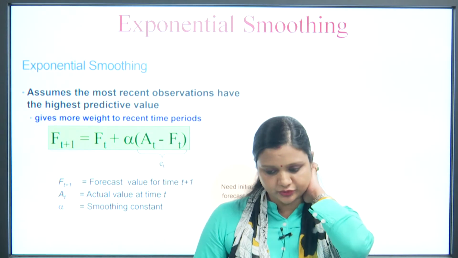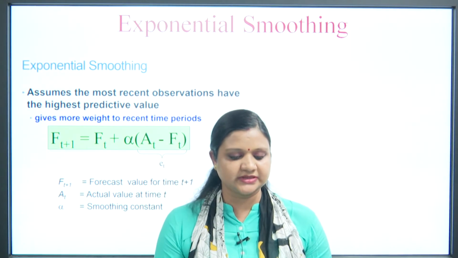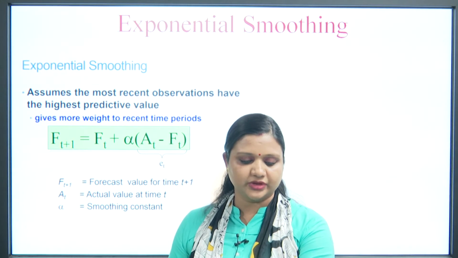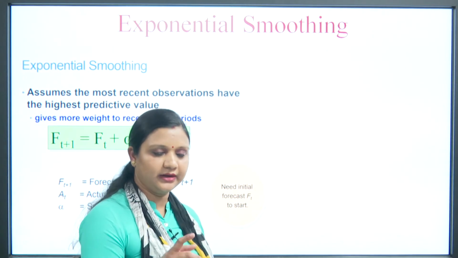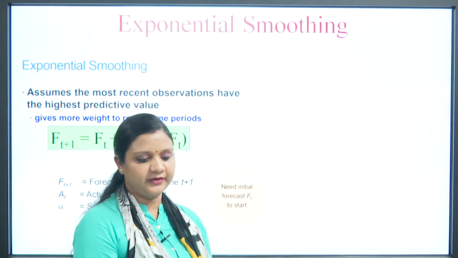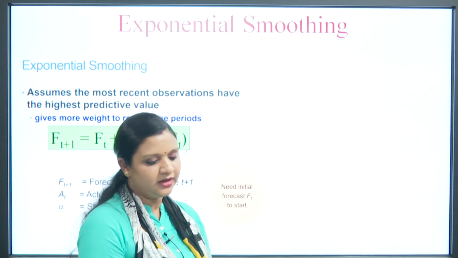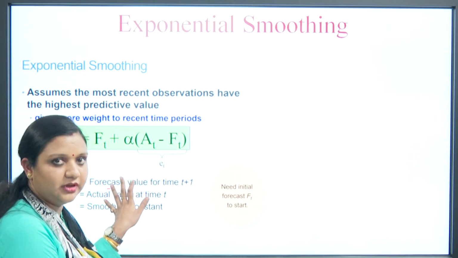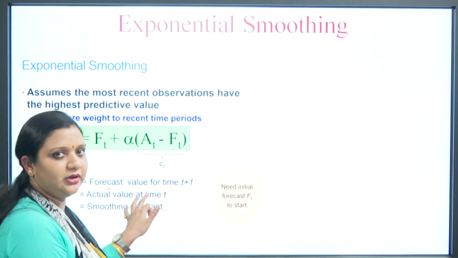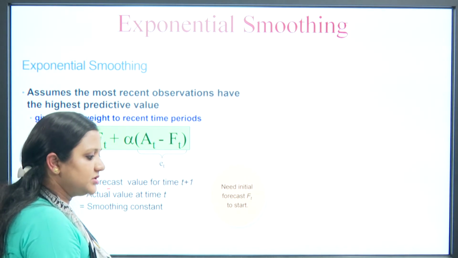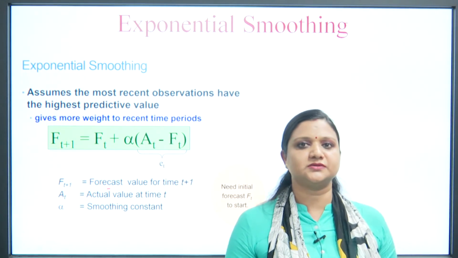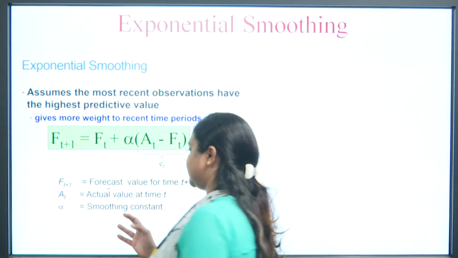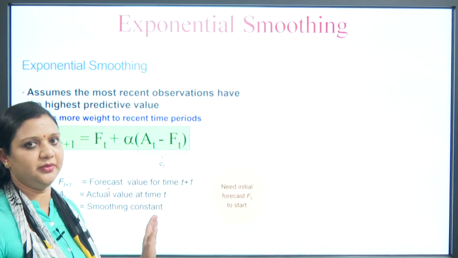Next is the exponential smoothing method. The exponential smoothing method basically assumes that the more recent observations have the highest predictive value, means it gives more weight to recent periods. This is the formula for calculating under this method: F(t+1) is equal to F(t) plus alpha multiplied by (A(t) minus F(t)). What are these values? F(t+1) is the forecasted value, the value that we have to forecast, A(t) is the actual value at time t, and alpha is the smoothing constant. Smoothing constant is just like a type of error, because it is based on estimation. Estimation cannot always be correct, it has certain error. So, that error is basically the smoothing constant, and the alpha value represents that error.